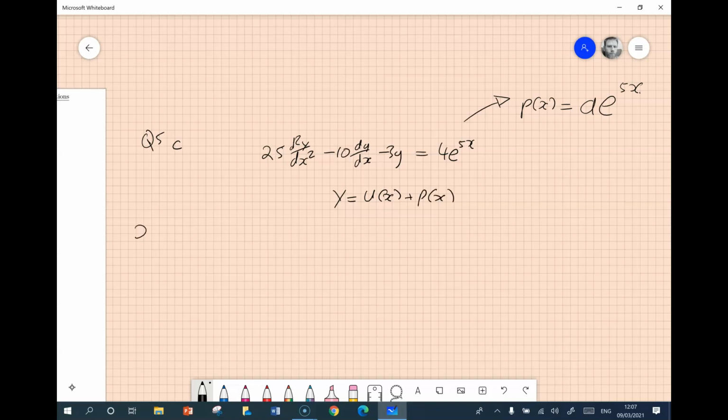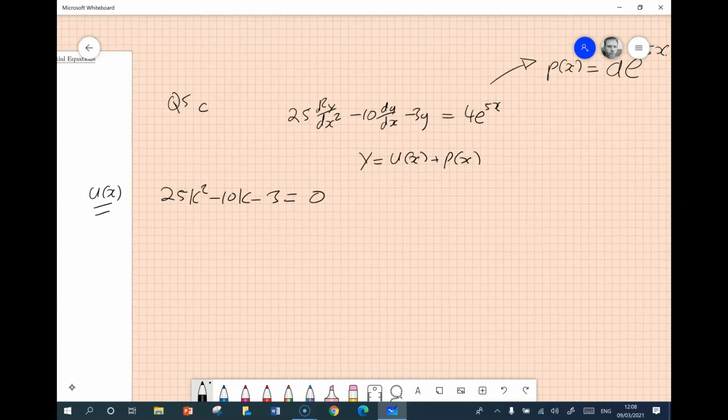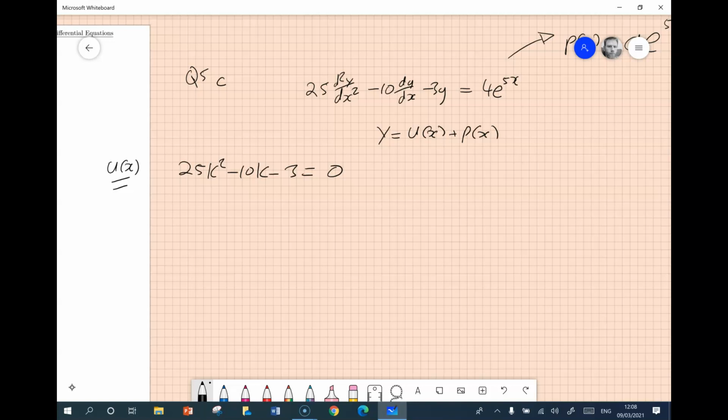So we start with the homogeneous part of the equation, and we write down the characteristic equation in order to find our u of x. So it's going to be 25k squared minus 10k minus 3 equals 0. Now you can use your minus b formula, or you can try and factorize it out. That breaks down to 5k plus 1 by 5k minus 3. But use the minus b formula if needs be. Just double check that: 25k squared minus 15k plus 5k. Perfect. Okay, so 5k equals minus 1, k equals minus a fifth, and 5k equals 3, k equals 3/5.